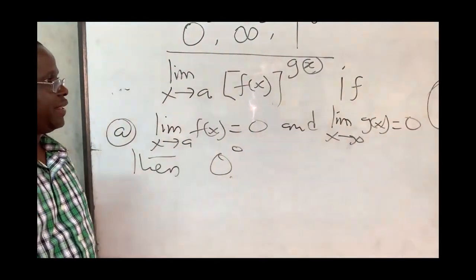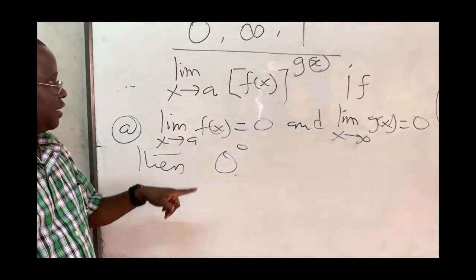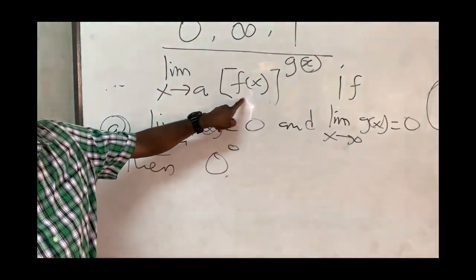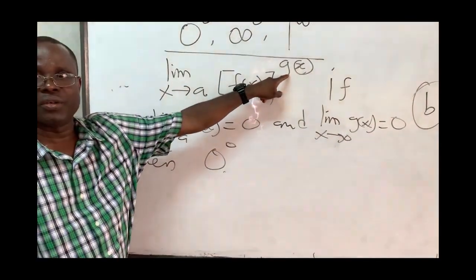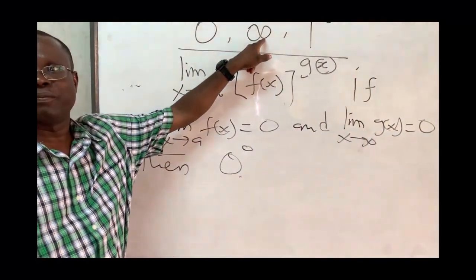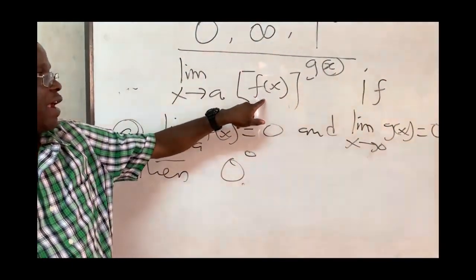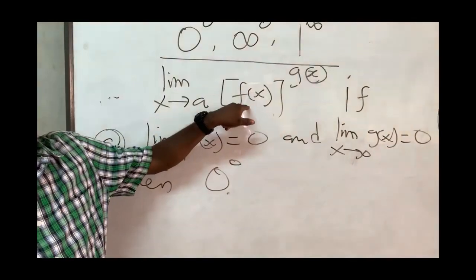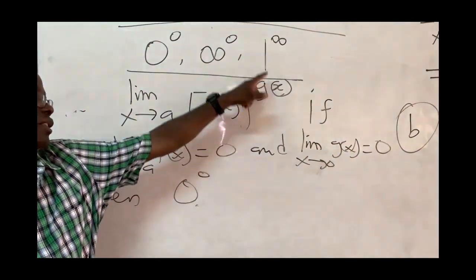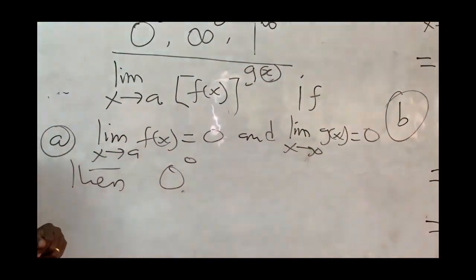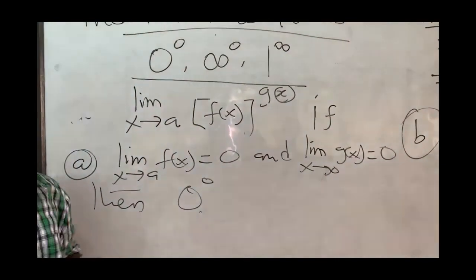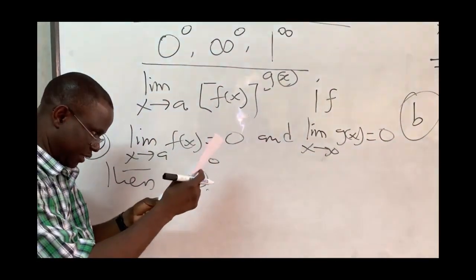Okay, so you end up with these. Again, if for instance this guy is going to infinity and this is going to 0, then you have this form. If f of x is approaching 1, but this guy is approaching infinity, then you have the form 1 raised to the power infinity. You have these three forms of indeterminate.